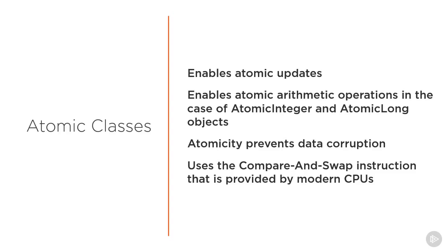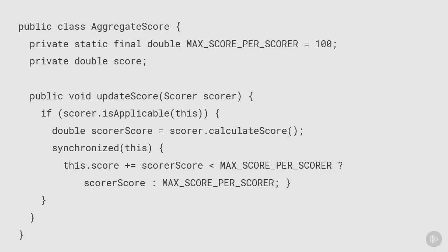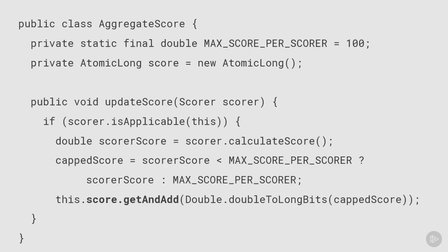Therefore, in general, it's advisable to replace synchronized access to a single variable with the atomic variant of the variable. For example, in the score example from the previous clip, we can replace the score variable with an AtomicLong and get rid of the synchronized block. If we want to get the value as a double later, we can use the AtomicLong's doubleValue method.